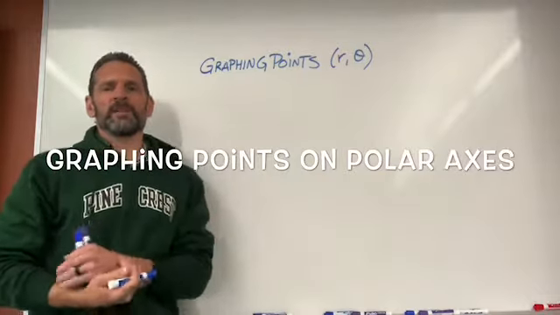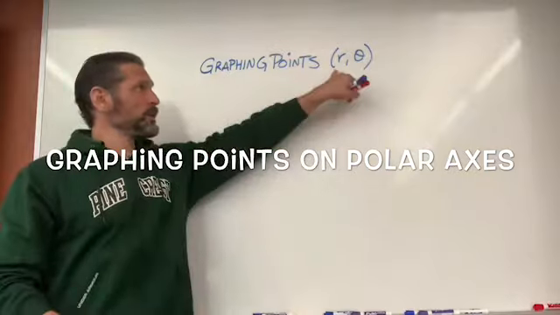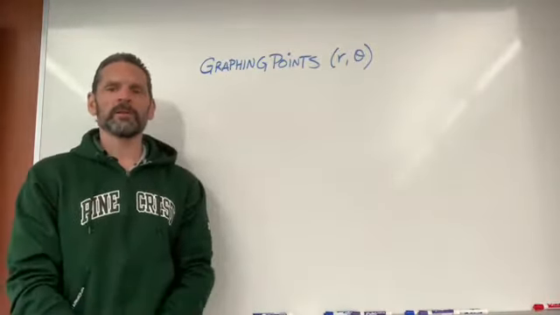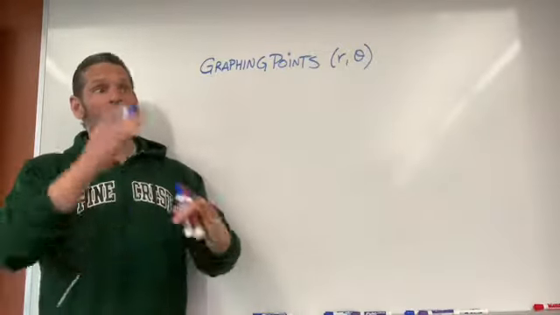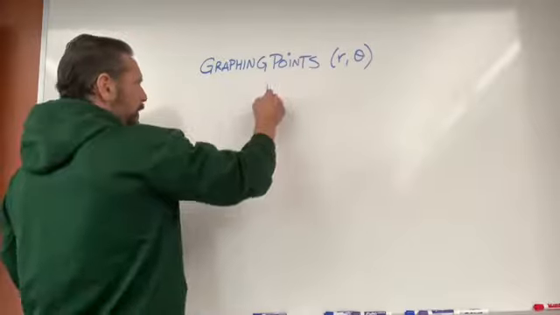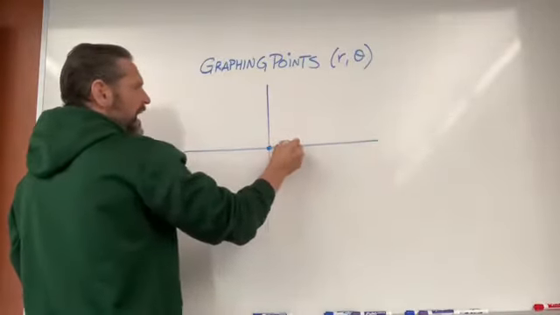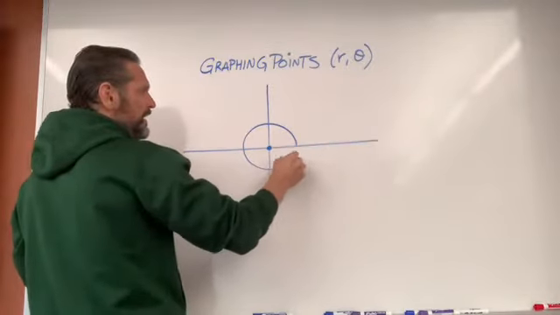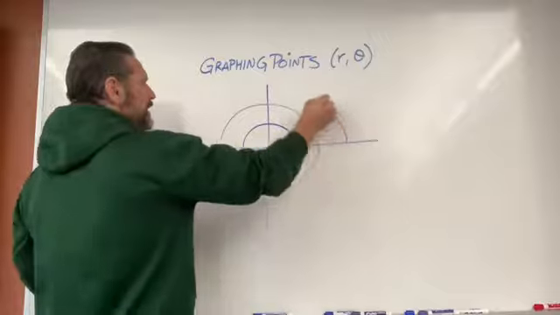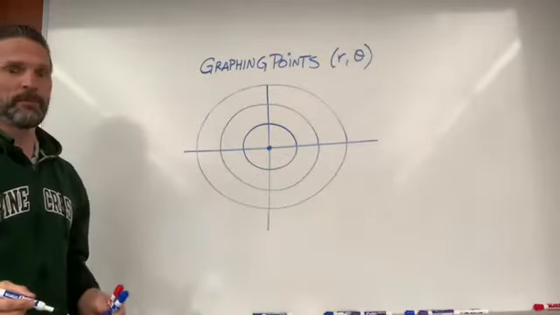Our first task is to graph points on, these points will be r theta, no longer x y. These are polar coordinates, and we're going to do them on the polar plane. So what does a polar plane look like? Well, we've got a pole right in the middle, and it looks like a bullseye. 1, 2, 3. I could keep going. I'm just going to keep it at 1, 2, and 3.